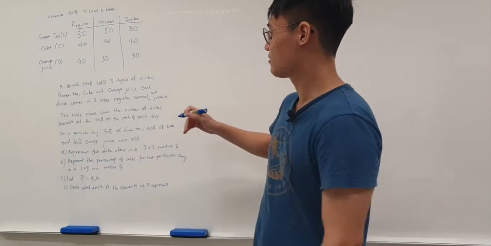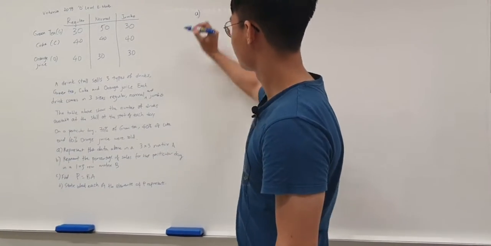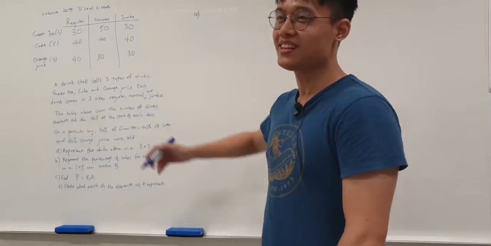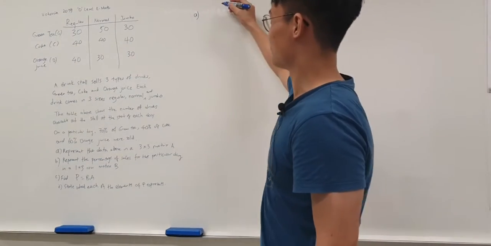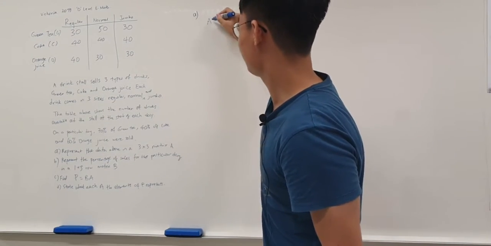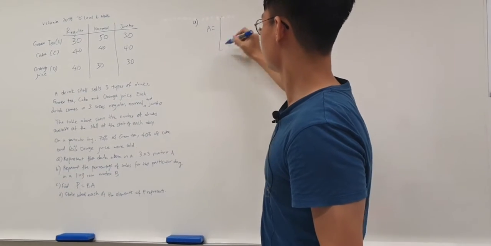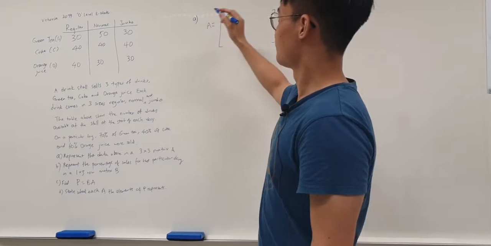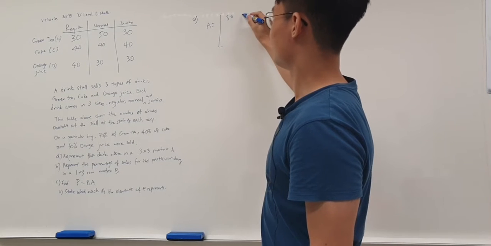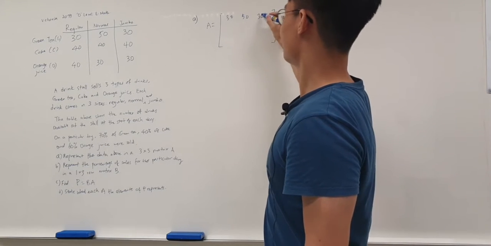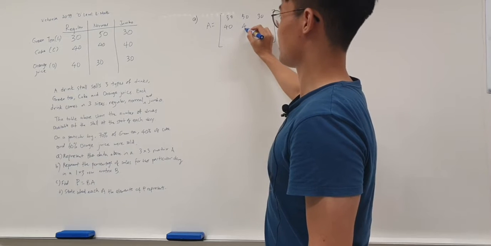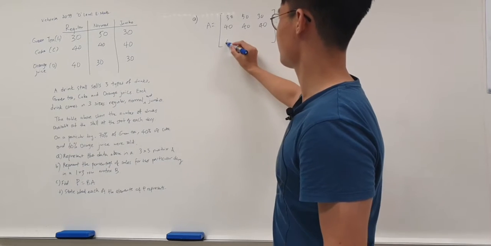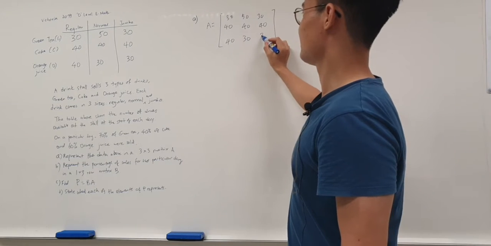So let's start with question A. You are supposed to represent this data in a matrix, but isn't the table a matrix itself? Just copy the answer down. So A is equal to, so I'll say this is the matrix. Well, we can just copy everything in, and 3 marks for everyone, like free drinks. So it's 40, 30, 30.